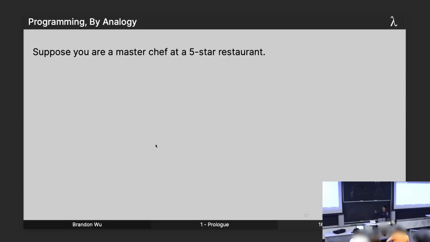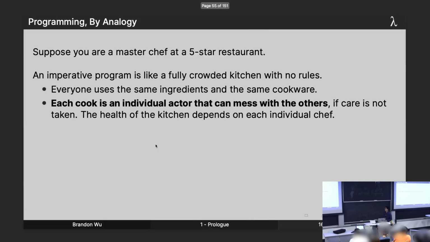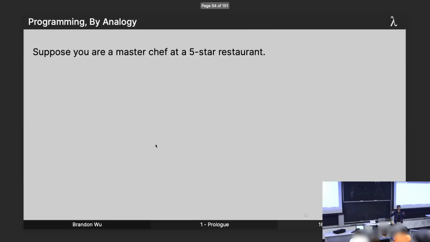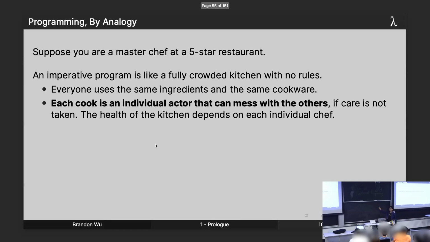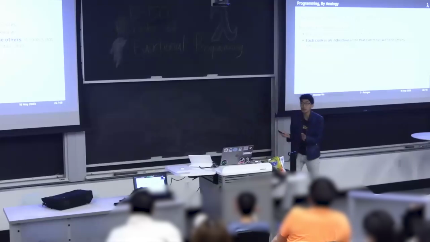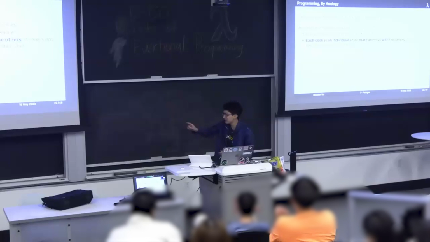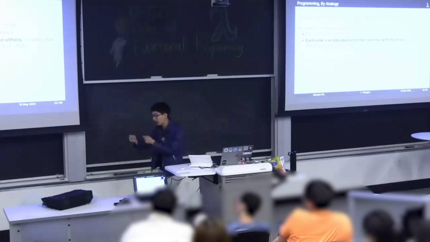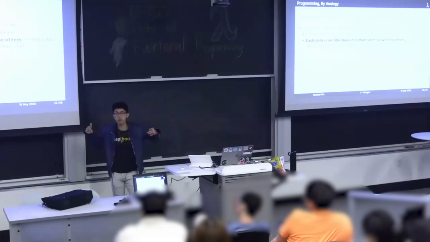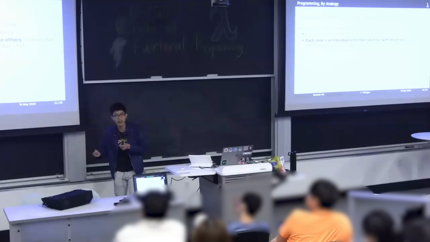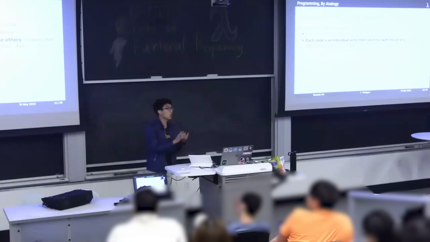So imagine that you're a chef at a 5-star restaurant, and the head chef says, dang, I want a pot of spaghetti right now. All right. Imperative means not functional, basically, for our purposes. If I say imperative, I mean not functional. An imperative program is like a fully stocked kitchen, but there are no rules. There's a single area in the back of the kitchen with all of the pots and pans and the ingredients, and everyone just goes to the back there to try and get what they can. And there's a bunch of chefs, right? And there are no rules.